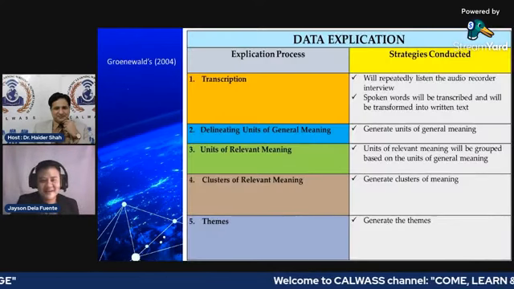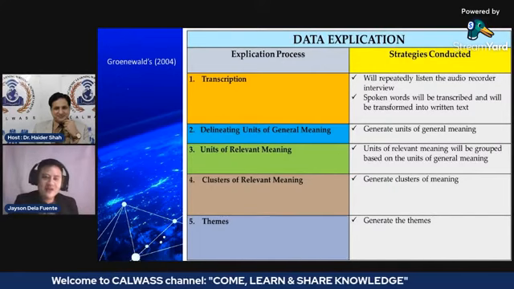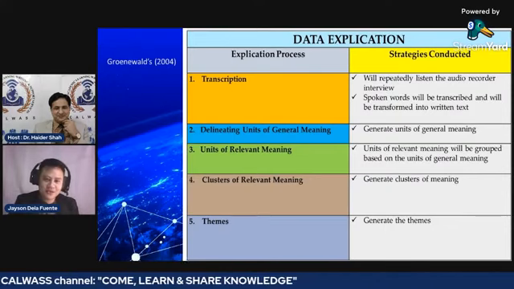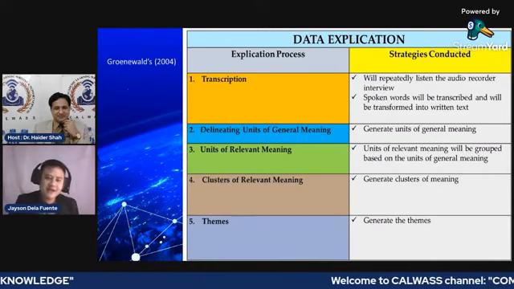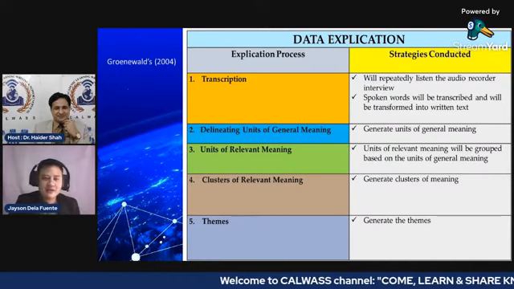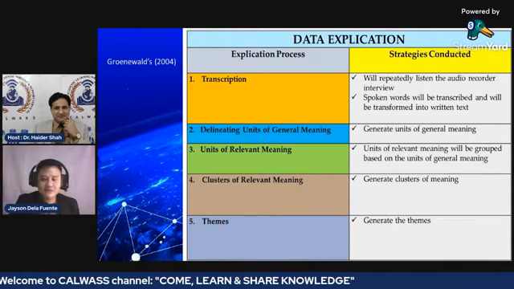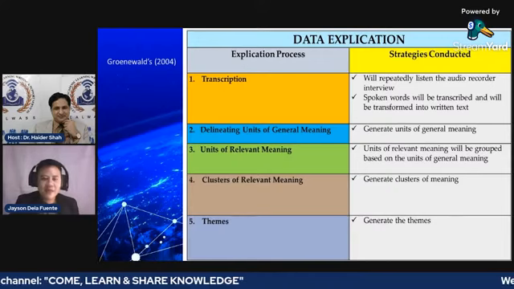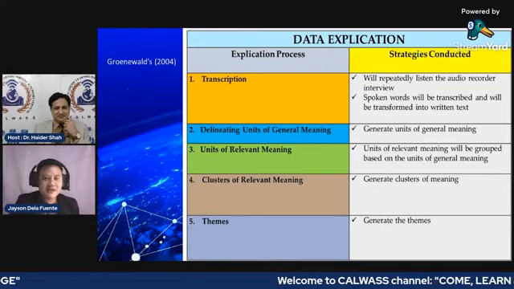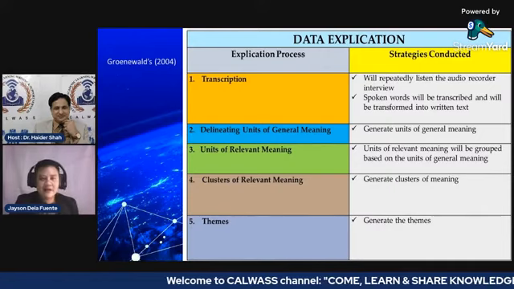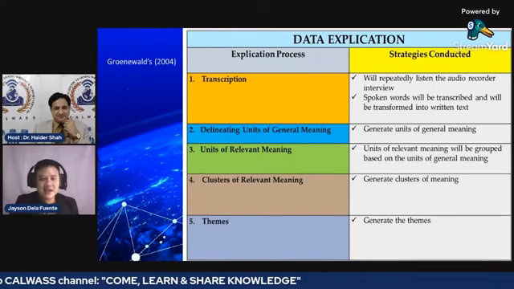Okay. In qualitative research, we don't have statistical tools to be used, but we have a data explication process, and I will share to you a process given by Grunwald 2004. This is how he suggested qualitative researchers analyze and interpret their qualitative data. He has actually 5 processes.